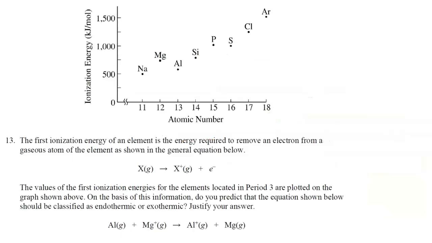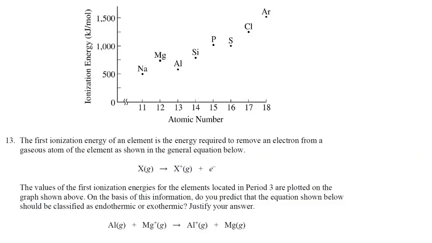All right, this is question 13. Now, this question does not seem like a Hess's law problem, but in fact, it is. It's just a little bit in disguise. So let's talk about how this can become a Hess's law problem. In question 13, it says the first ionization energy of an element is the energy required to remove an electron from a gaseous atom of the element, as shown in the general equation below.